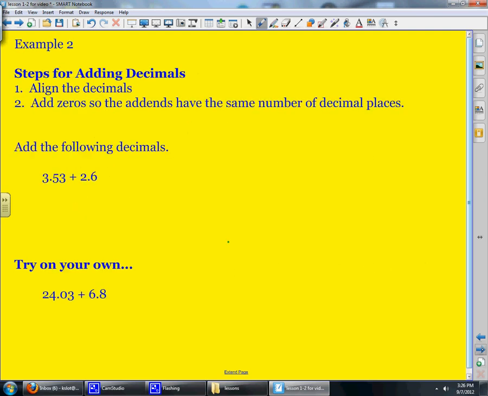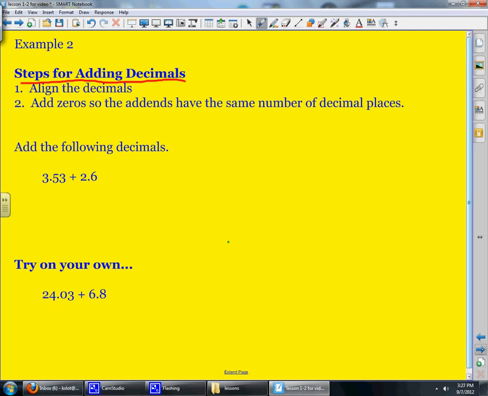Example number 2. I want you to write this down in your notes, the steps for adding decimals. When you're adding decimals, you need to, number 1, align the decimals. Number 2, you need to add zeros so the addends have the same number of decimal places. Once you're done copying that in your notes, we'll start on the first example.